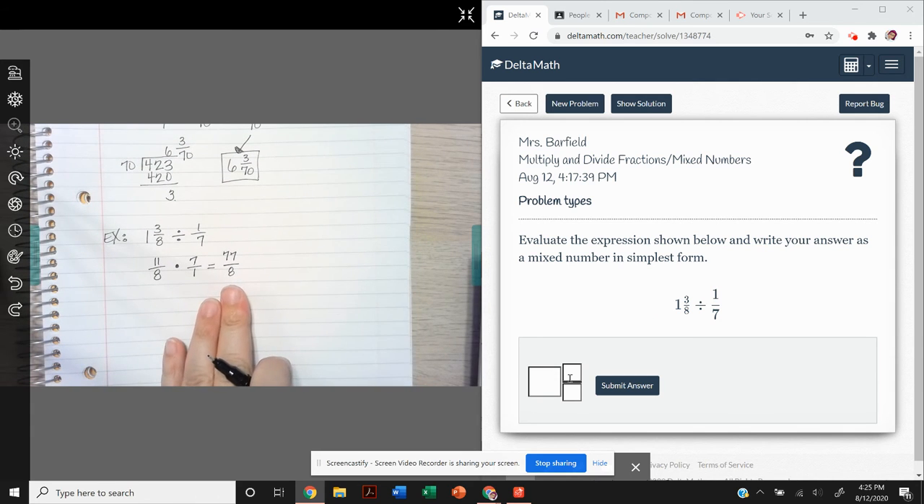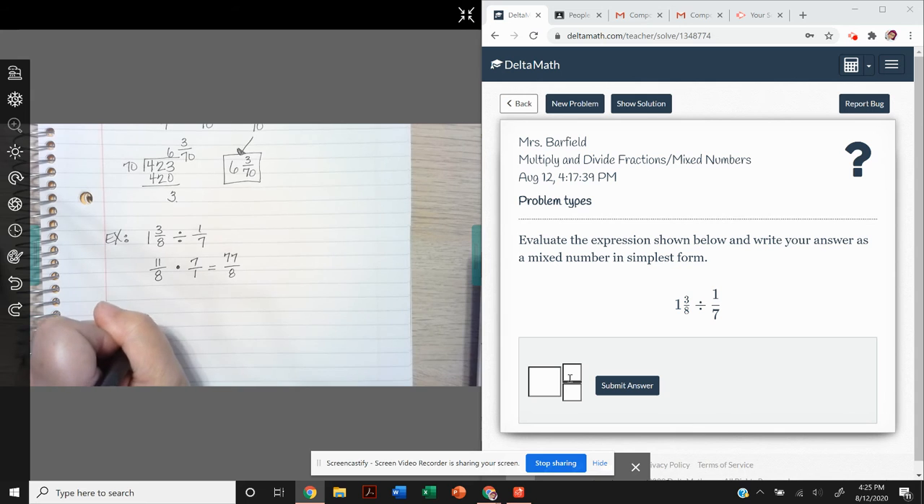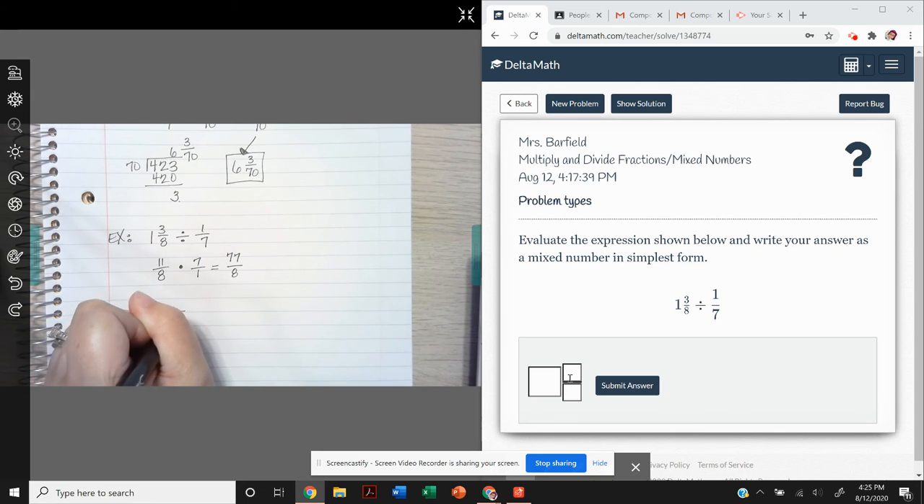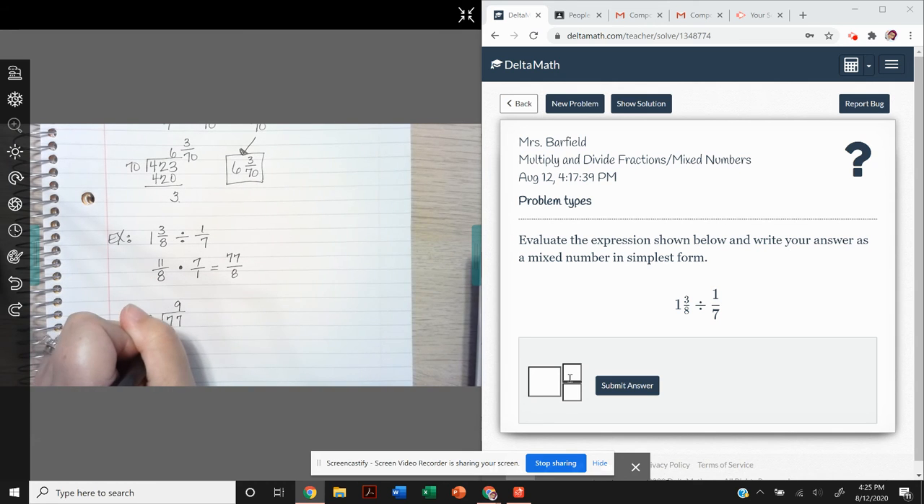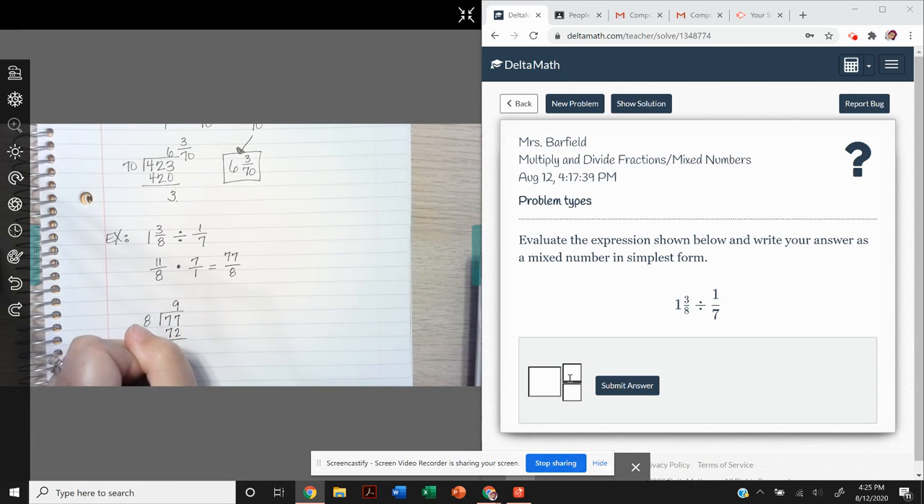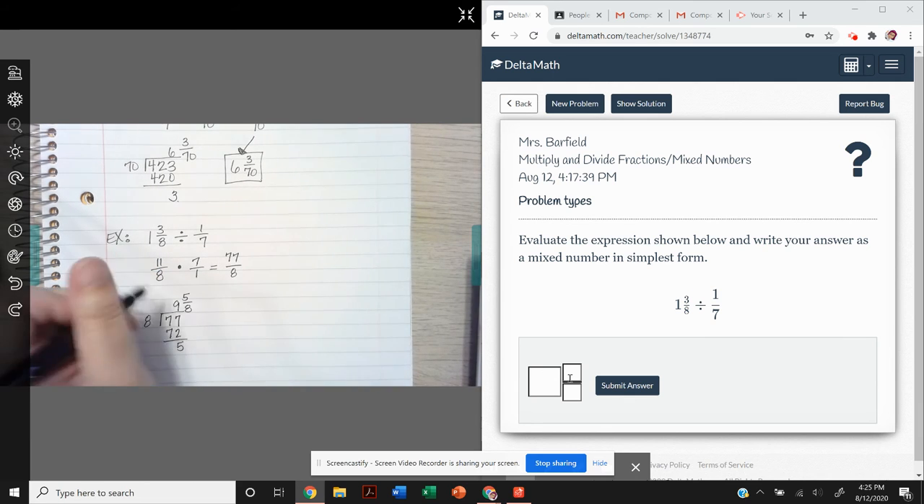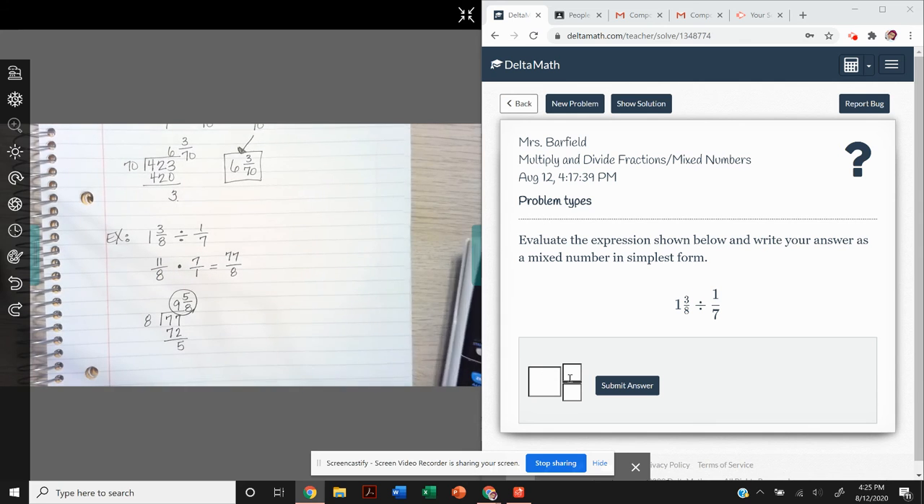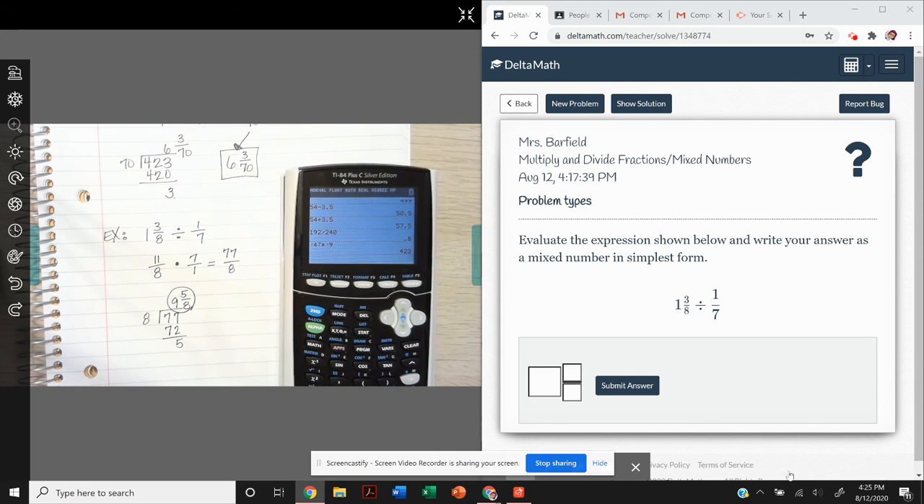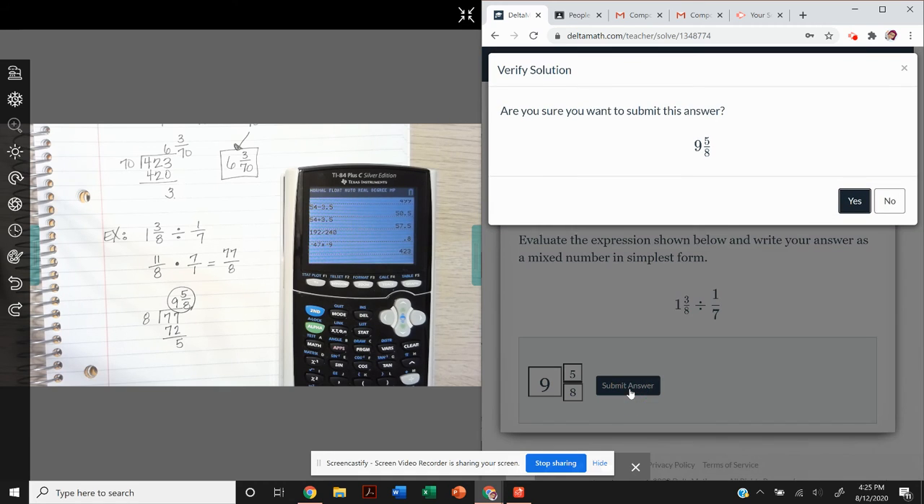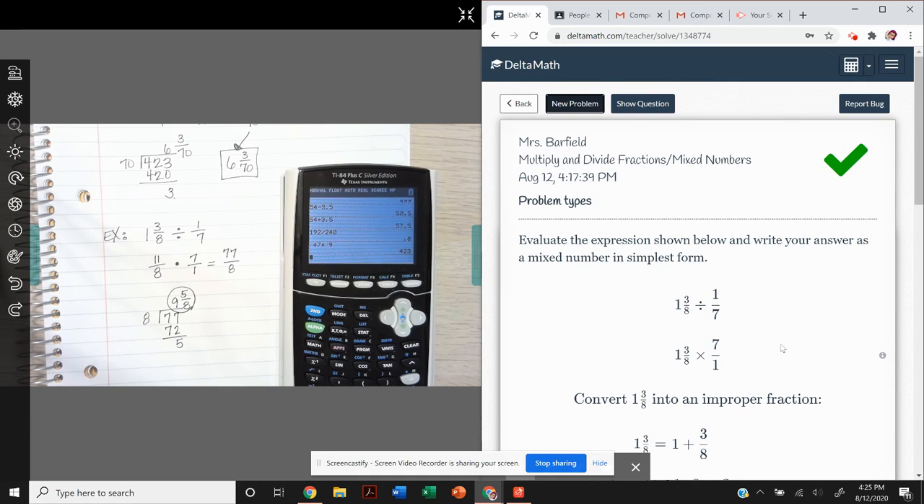My answer needs to be a mixed number. So I'm going to take 8. How many times does that go into 77? Well, that would be 9 times. So I get 72. 77 minus 72 is 5. So 9 and 5/8. That's my final answer. So if I go over here, I'm going to type in 9, 5 over 8, submit my answer, and there we go.